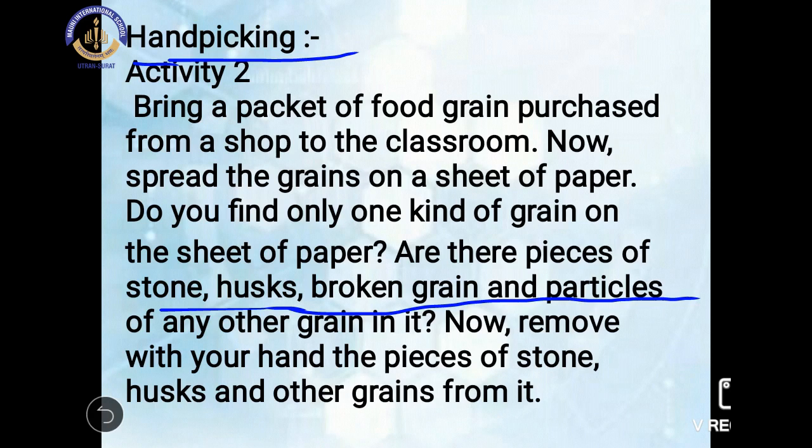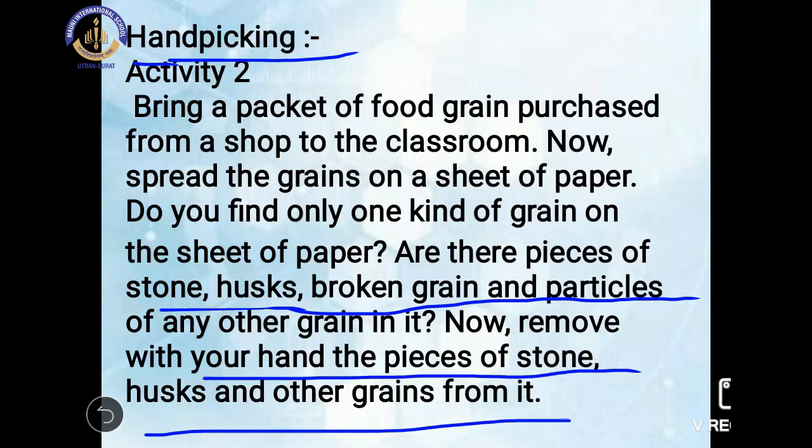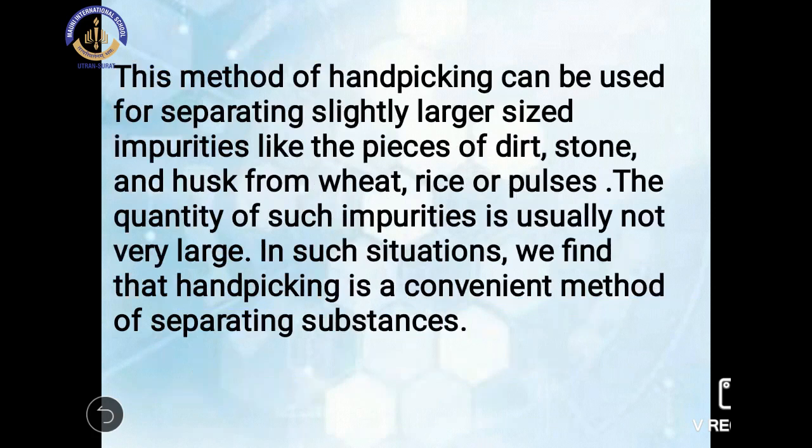So if there are this type of impurities, we will remove with our hand the pieces of stone, husk and other grains from it. This type of process we call the hand picking process. This method of hand picking can be used for separating slightly larger sized impurities like pieces of dirt, stone and husk from wheat, rice or pulses. The quantity of such impurities is also not very large.